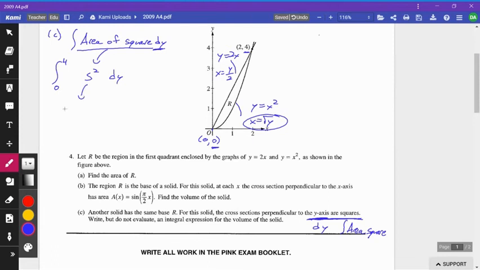The side in this case is right minus left, and then squared, from 0 to 4. So I need to write but do not evaluate. So the volume of this solid will be the integral from 0 to 4 of the square root of y minus y over 2, squared, dy. And that's it. That's all of number 4 from 2009.